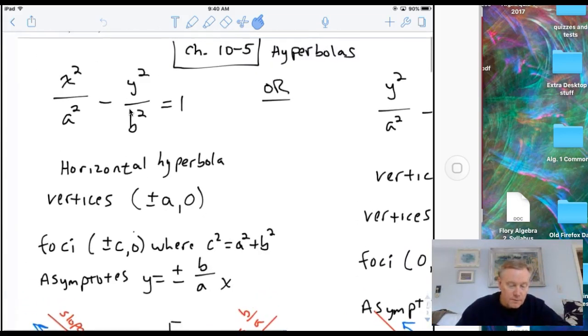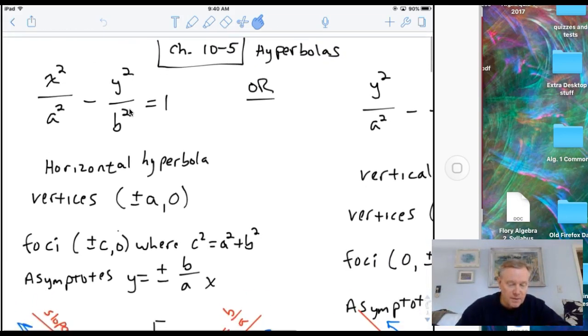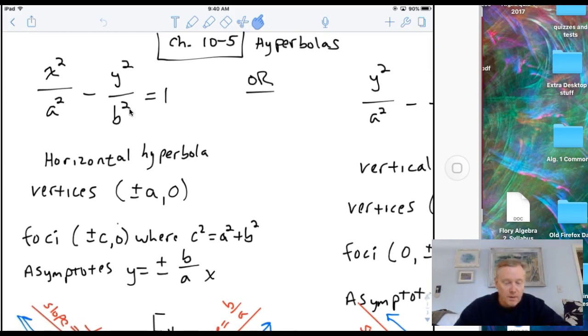Okay, so I already wrote down some things here, and let me start walking you through some of it. The first thing, this is chapter 10-5 on hyperbolas. Hyperbolas have some similarities to ellipses. They both have two equations where you're really just switching whether the x squared is on the left or the y squared is on the left.